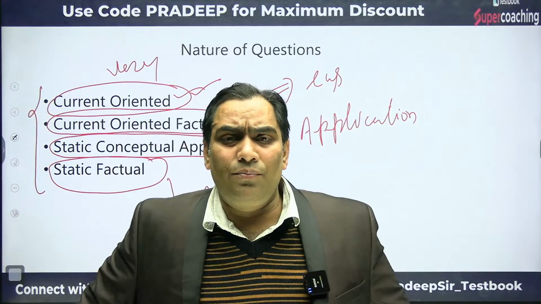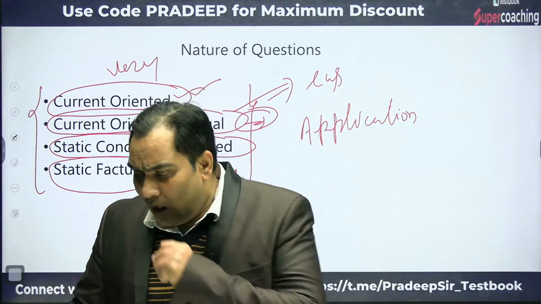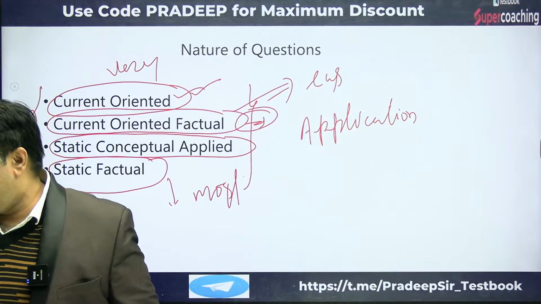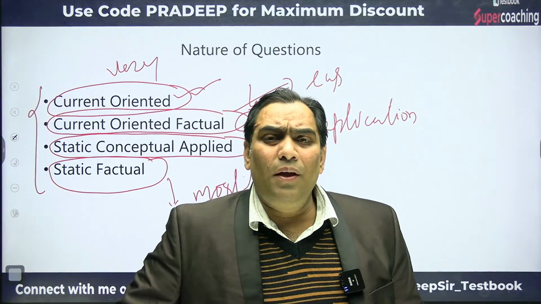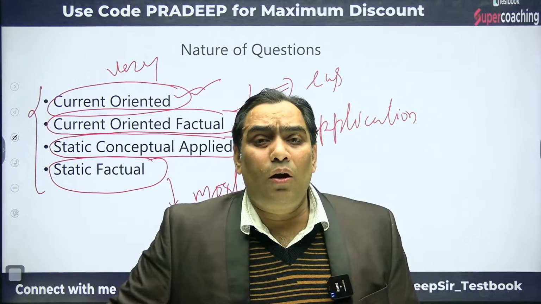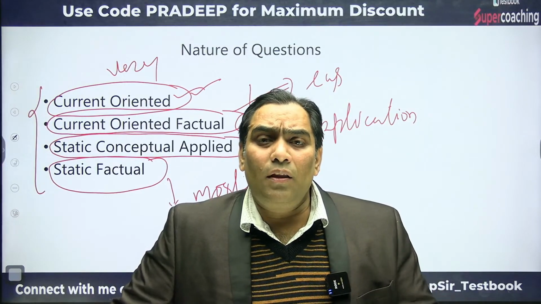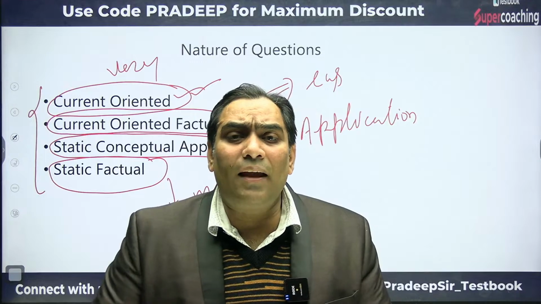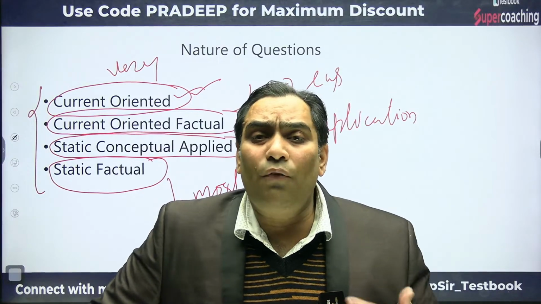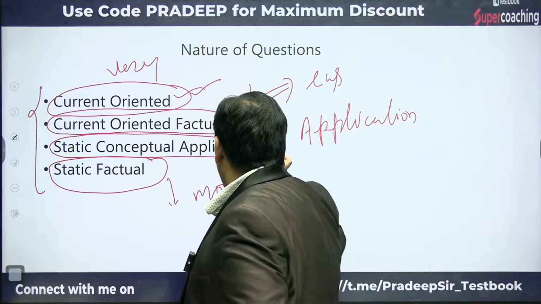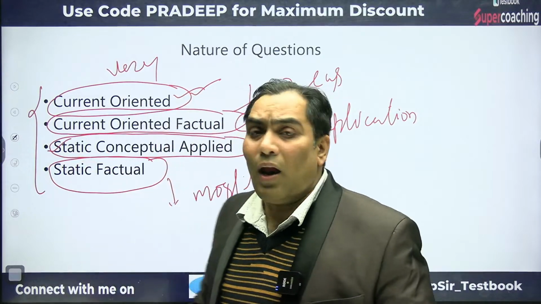Another type of question is the static conceptual applied question. What does it mean? And this is the most difficult. So they are going to ask conceptual questions, concepts related to need or read. They are going to mix the concept with another concept like inflation, and they are going to ask the application part, that is, what is going to be the impact of inflation on need or read. That has been asked in 2022. That is the static conceptual applied question.